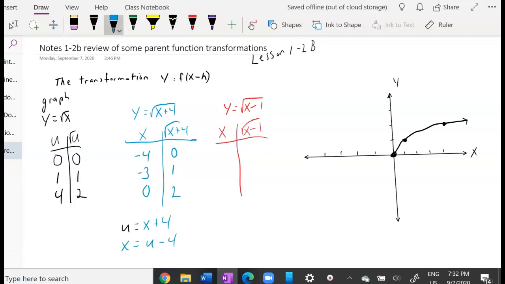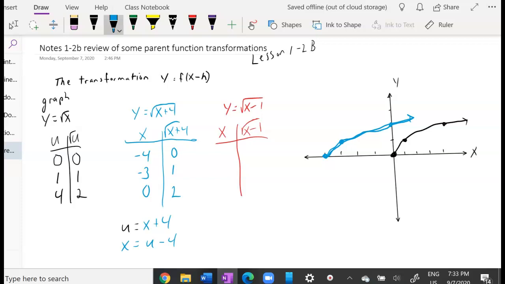So now let's plot those 3 points. We have negative 4, 0, negative 3, 1, and 0, 2. And there is the same function, a little sloppy there, moved over to the left 4 units. And notice what happened here was when we added the 4 inside the radical, we moved it to the left, which is, you can kind of think, counterintuitive in a way because it's a negative direction.